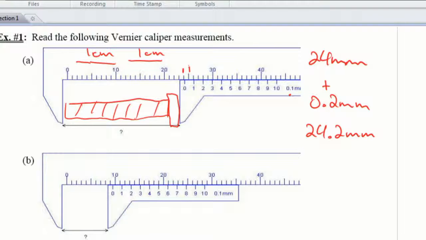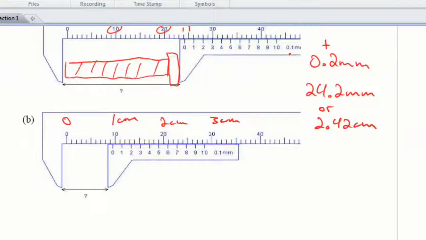So 1 to 10 millimeters is 1 centimeter. Oh yeah, I should have made that a little bit more clear. These are all measuring in millimeters, so this is 1 centimeter. We could write it as 2.42 centimeters if we divided it by 10. Hopefully that makes a bit more sense. And calipers will have all different measurements. Some calipers you'll see will say 0 and then 1 centimeter, 2 centimeters and 3 centimeters. This one just happens to measure everything in millimeters, which is fine. All right, let's do part B here.